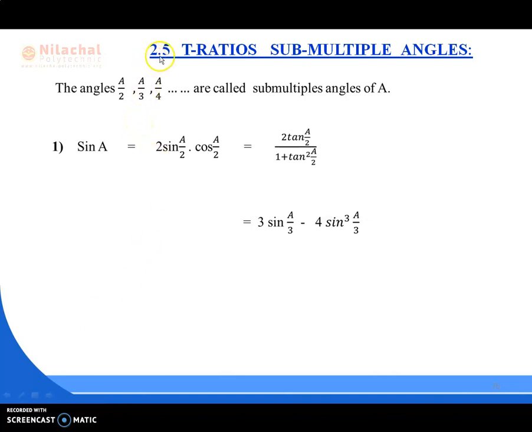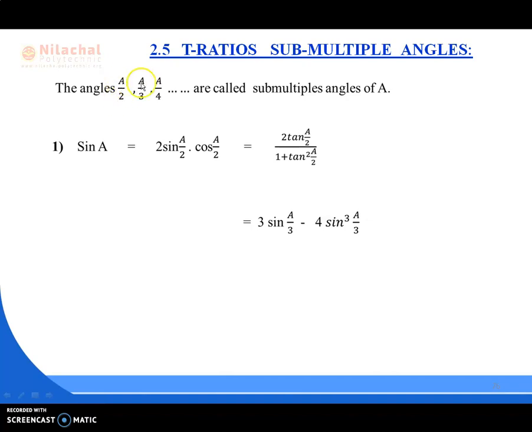Today we talk about 2.5, T ratios, that means trigonometry ratios of multiple angles. We know about the multiple angles, so now we talk about some multiple angles with question answers. Okay. So angles A by 2, A by 3. Angle is A. Theta means angle.